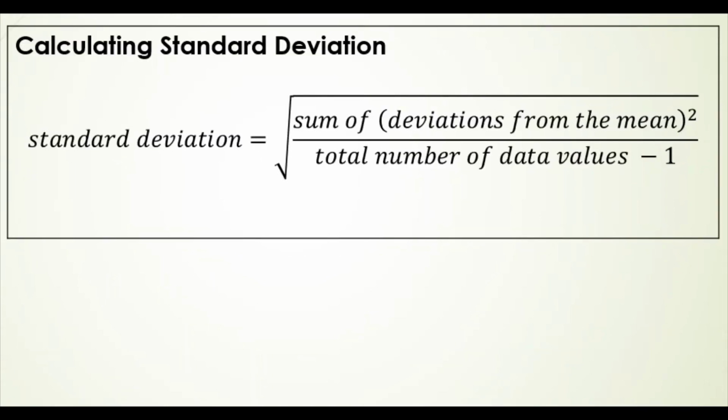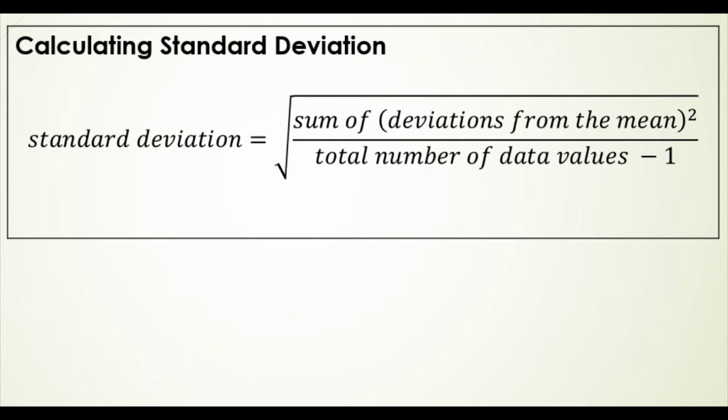So the deviation from the mean is equal to the data value minus the mean. Once we've got those deviations from the mean, we're ready to calculate the standard deviation using this formula. Standard deviation is equal to the square root of the sum of the deviations from the mean squared, divided by the total number of data values minus 1.